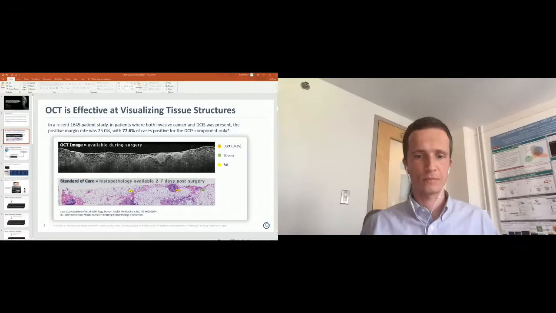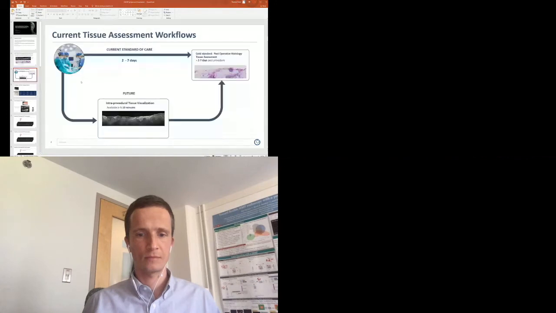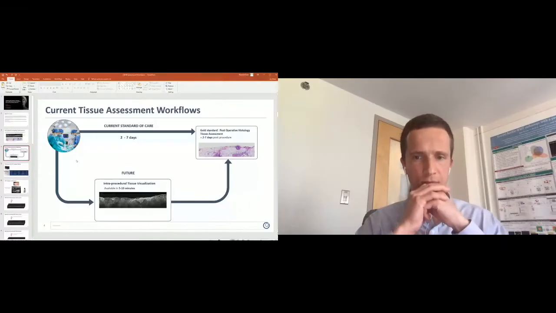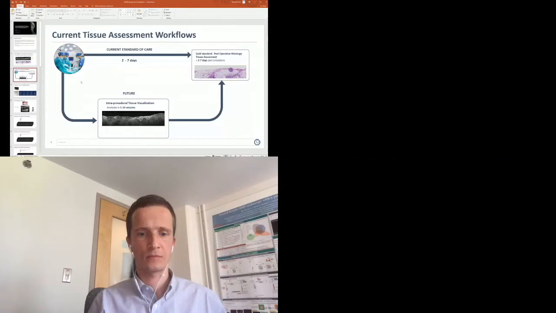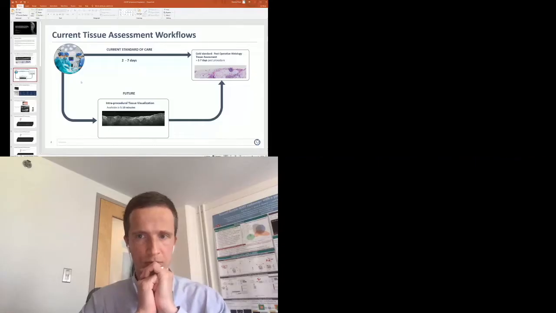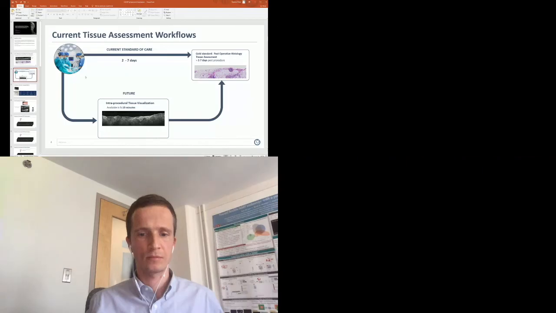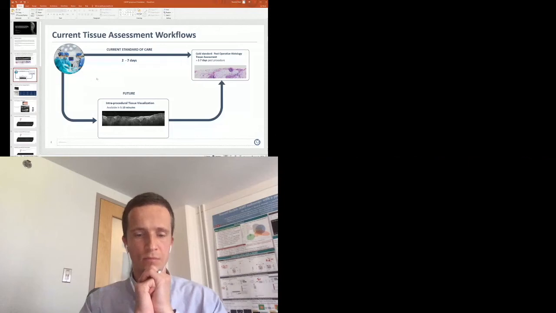So the current standard of care is, of course, histopathology, which is available only after a couple of days post-procedure. What we would like to achieve is intra-procedural tissue visualization, where OCT is a very promising modality, of course, because it does not have any ionizing radiation. It's fast and it's very high resolution. So that's where it becomes a very promising modality for this particular clinical application.